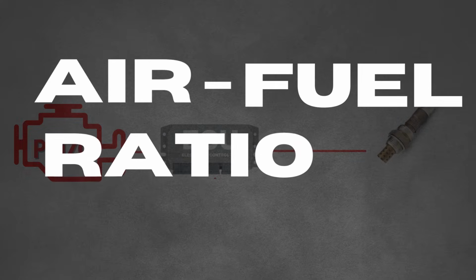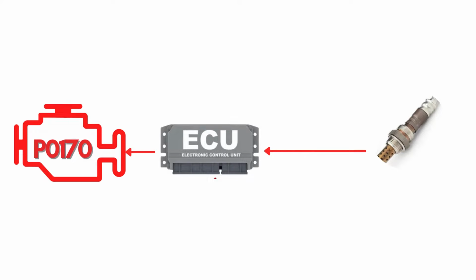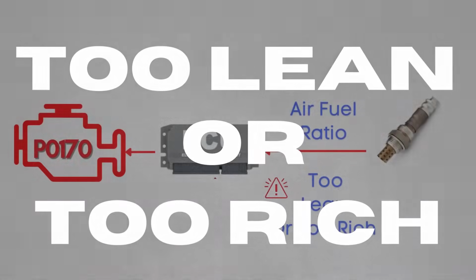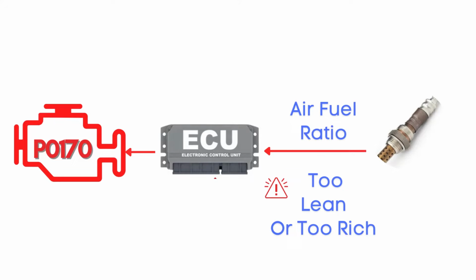This code gets triggered when the engine control module receives an input signal from the oxygen sensor, also called the air-fuel ratio sensor, indicating that the air-fuel mixture has been either running too lean or too rich for an extended period of time, typically about 20 consecutive seconds.